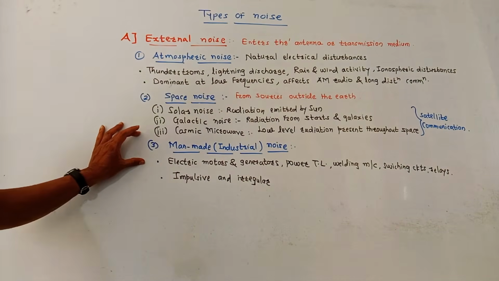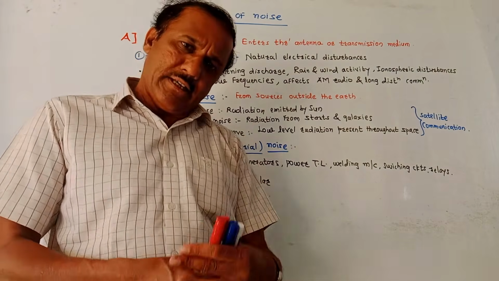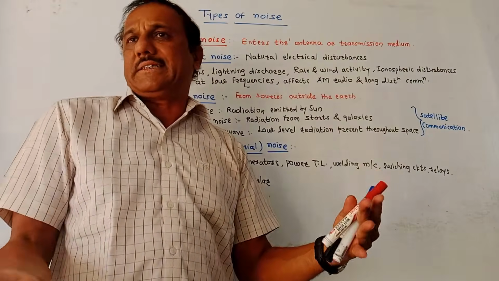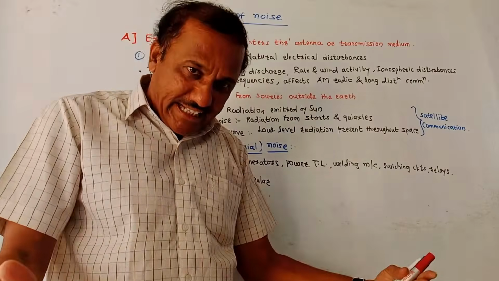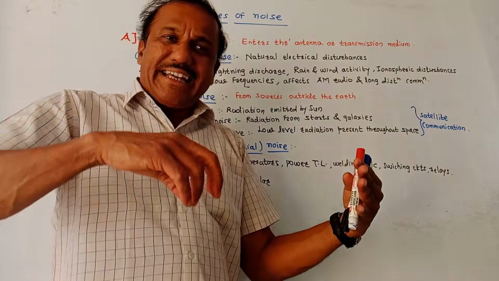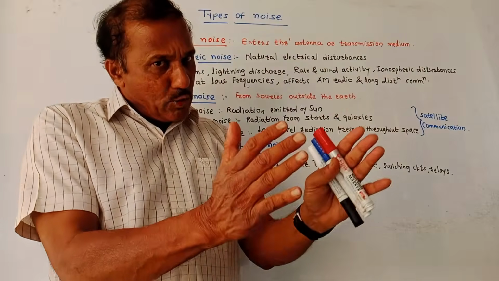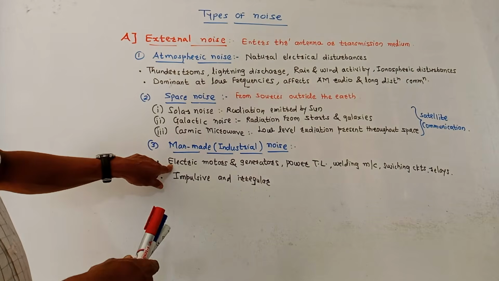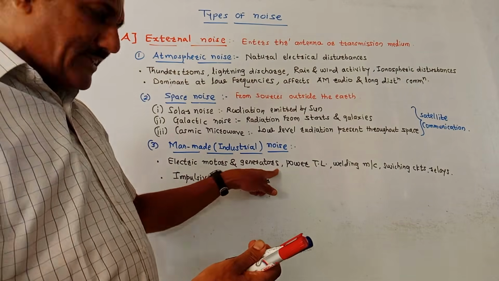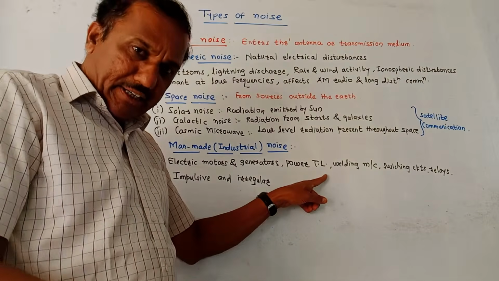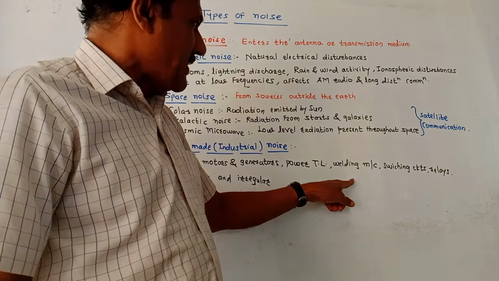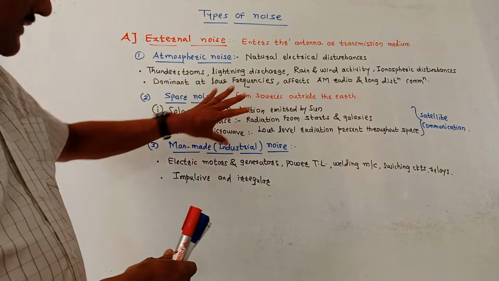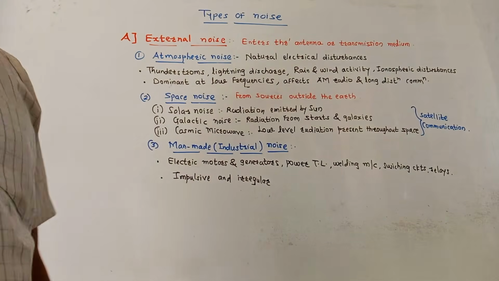Then the third type is man-made noise. It is also called industrial noise. The basic reason of this man-made noise can be the switching action of devices, or the action of relays, or the automatic ignition of vehicles. All such things produce unwanted disturbances in the signal, which is man-made or industrial noise. Common reasons are electric motors and generators, power transmission lines, welding machines, switching circuits, relays, and so on. This man-made or industrial noise is basically impulsive and much irregular.